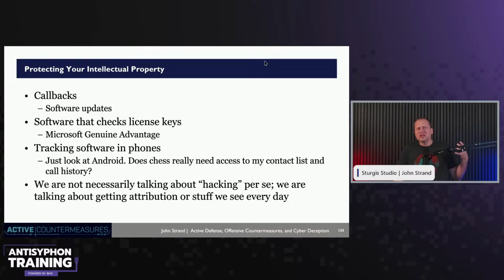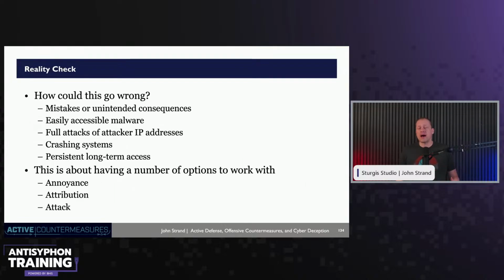So we don't really have to hack per se. We're moving into what many people would call canary tokens. We're simply creating different types of evidence and things that'll call back. How can these things go wrong? Mistakes and unintended consequences absolutely can be a problem, right? You don't ever want to make malware that is persistent level access easily accessible.